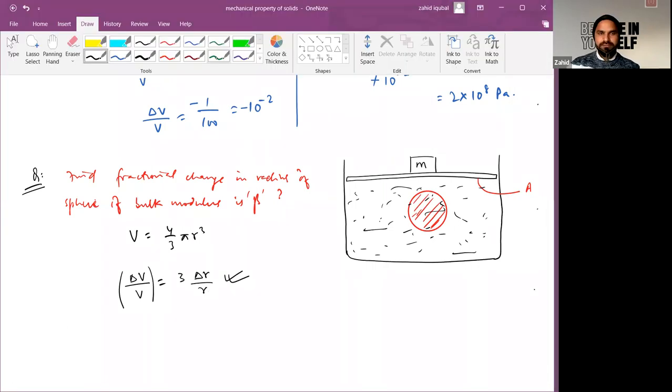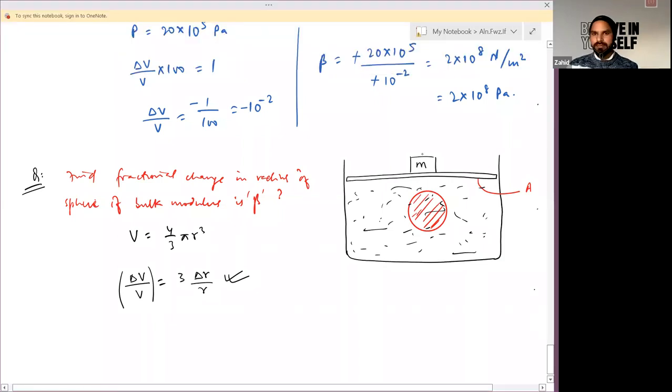Now, the next thing is this block having mass M is placed over this particular piston having area of cross section A. So there would be a force acting on this plate due to this block, which is mg. So pressure exerted will be force over area of cross section, that is mg divided by A. Now we have pressure and we have delta V by V. So according to the formula of bulk modulus, just put all the values and try to find delta R by R. Is it clear? Yes, sir. Okay.